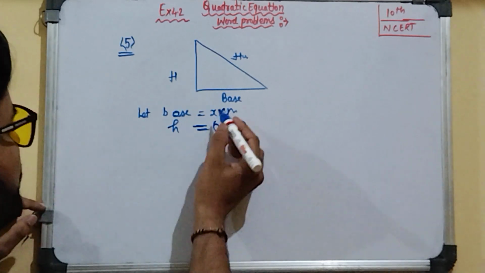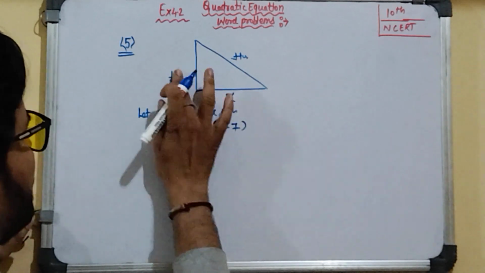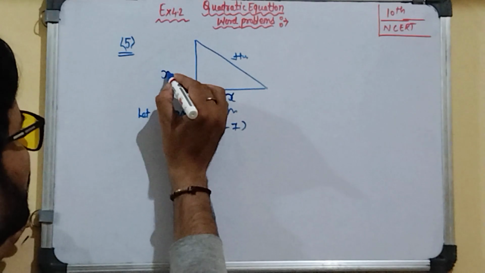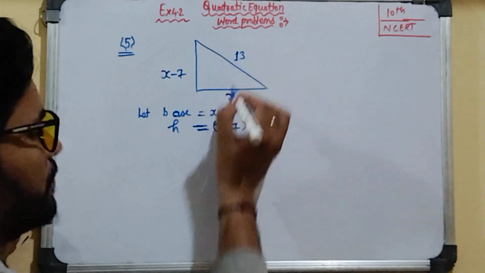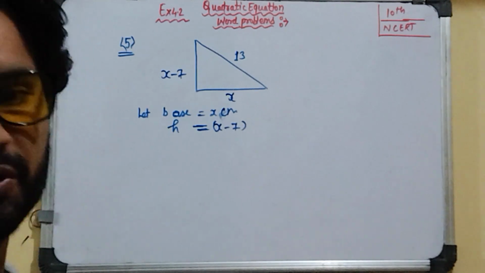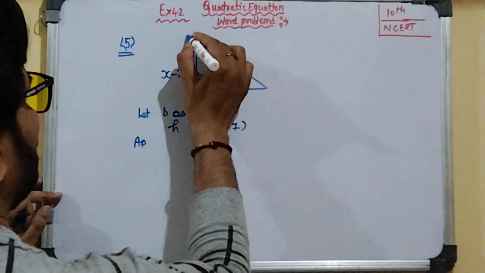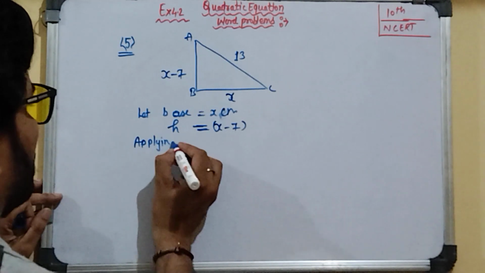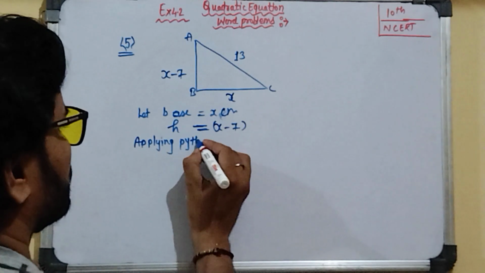Therefore the base will be x, and the height will be x minus 7, and the hypotenuse is given as 13. Now we can apply the Pythagoras theorem in triangle ABC.